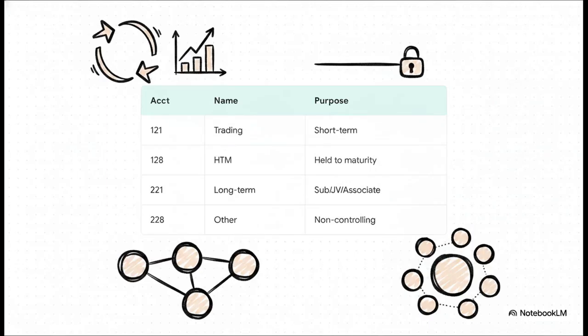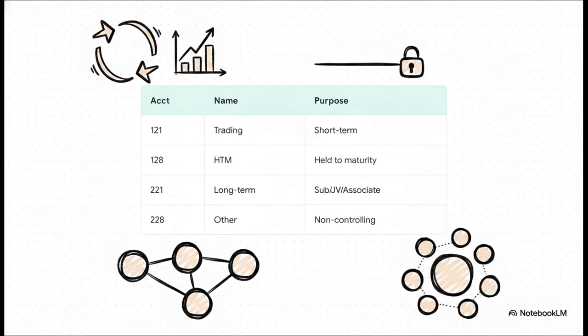Okay, take a look at how these core accounts are mapped out. In accounting, it is literally all about intent. Look at account 121, Trading Securities. The intent here? Quick flips, short-term purchase and sale for profit. Now compare that to account 128, our held-to-maturity investments, where the whole goal is to just sit on the asset until its contract term expires.